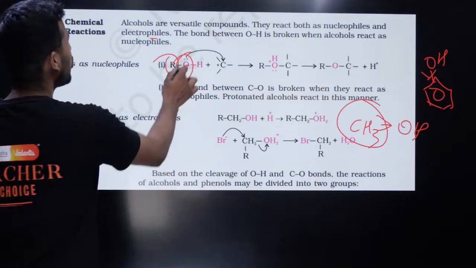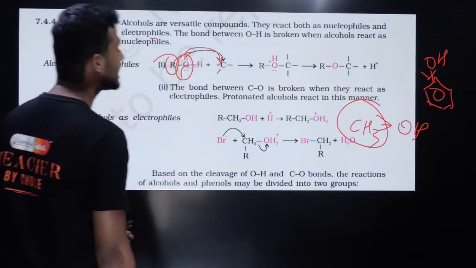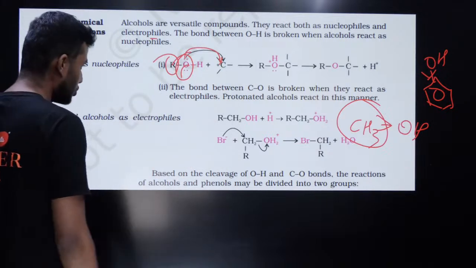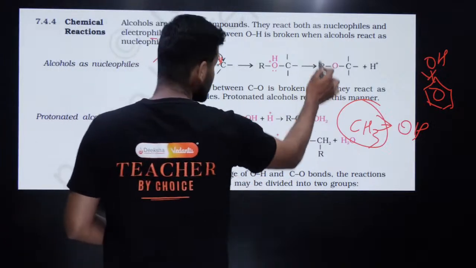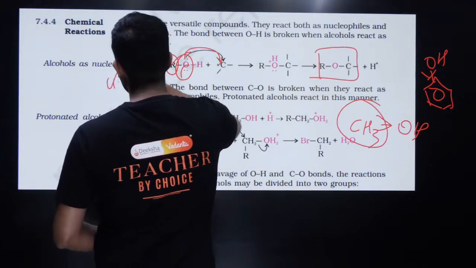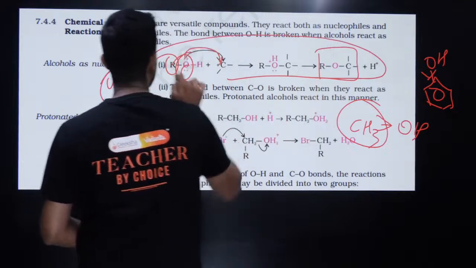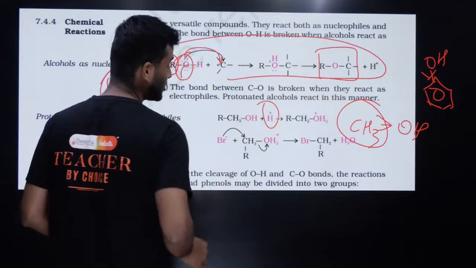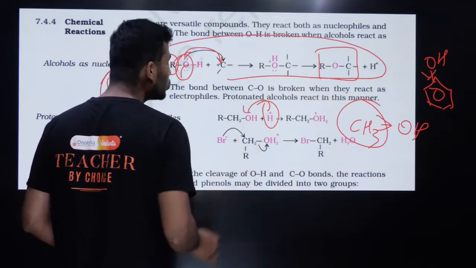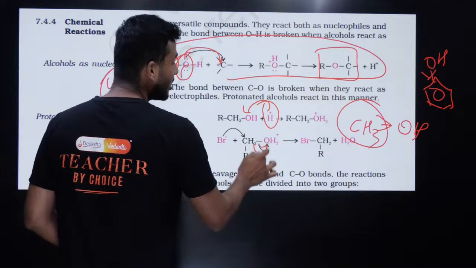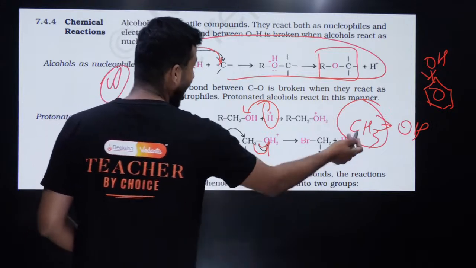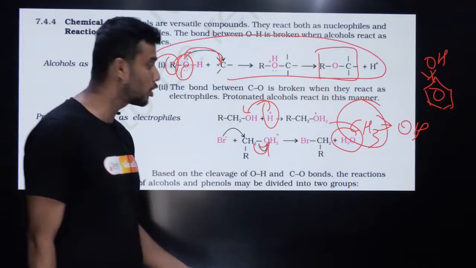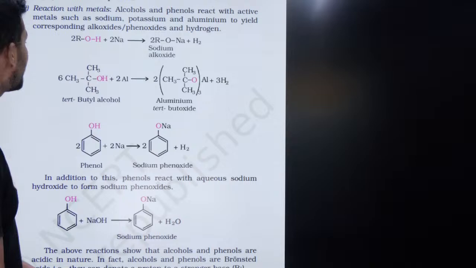This lone pair always attacks the carbocation, forming another alcohol molecule, and it forms an ether. This is a preparation of ether. Also, if you have H plus proton, then this proton attacks the OH2 molecule, and deprotonation or dehydration happens, forming an ethene molecule.